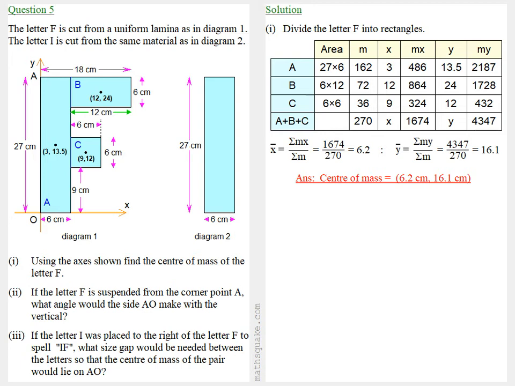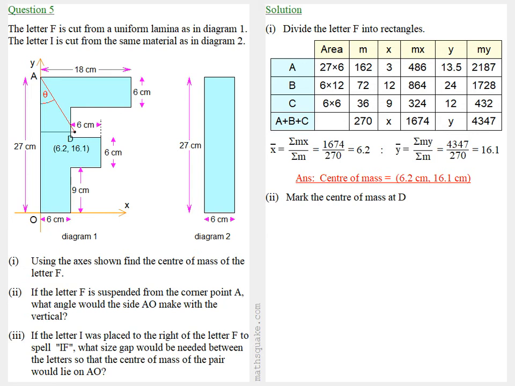Now in part 2 we're asked, if the letter F is suspended from the corner point A, what angle would side AO make with the vertical? Now we can mark in the centre of mass of the shape at D. When the shape is suspended from A, AD would hang vertically. So we want to find the angle between AD and AO. We can call that angle theta.